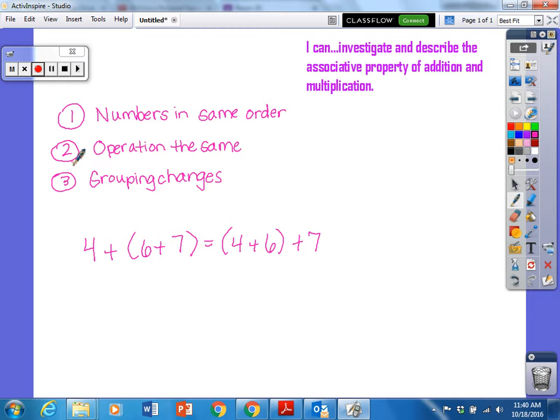Number 2, the operation needs to be the same. There is a plus sign here and a plus sign here. So there must be a plus sign on the other side of the equal sign and another plus sign there. We cannot switch operations, meaning I can't have a plus and a times sign or a plus and a subtract sign. They have to be the same on both sides of the equal sign.